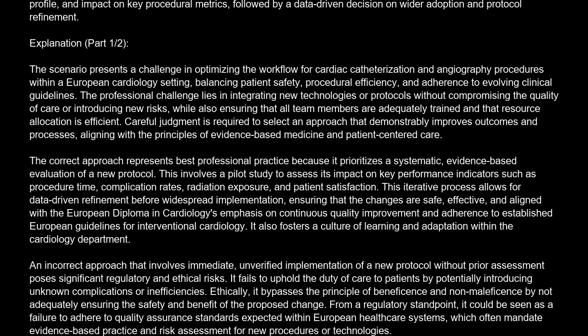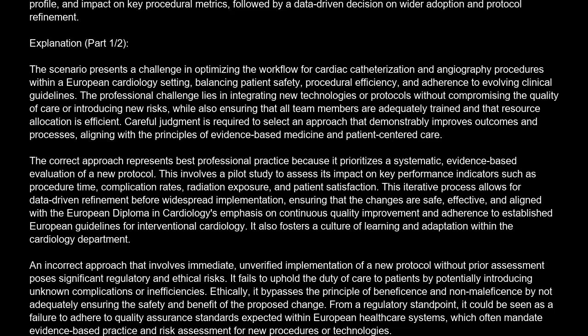Explanation. The scenario presents a challenge in optimizing the workflow for cardiac catheterization and angiography procedures within a European cardiology setting, balancing patient safety, procedural efficiency, and adherence to evolving clinical guidelines. The professional challenge lies in integrating new technologies or protocols without compromising the quality of care or introducing new risks, while also ensuring that all team members are adequately trained and that resource allocation is efficient.